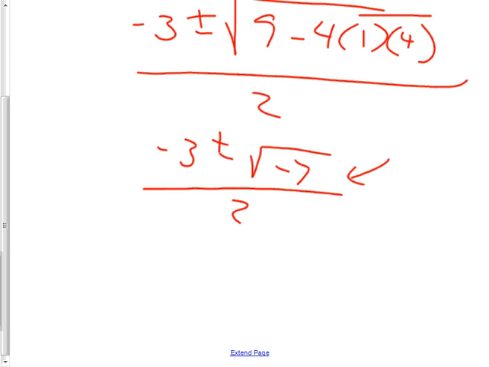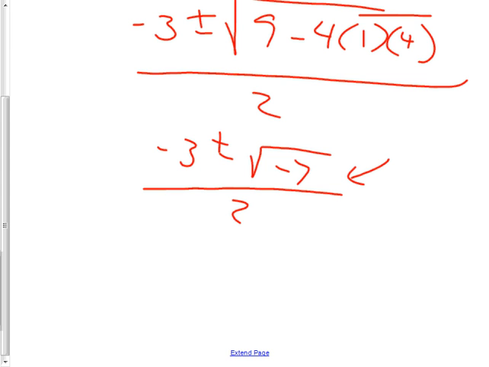What does that mean? Imaginary numbers are involved, which means they're not what? They're not real. That means when you graph it, you won't get a real answer. So if all we asked is what are the real solutions, you'd say none. Because when you graph it, they don't touch.